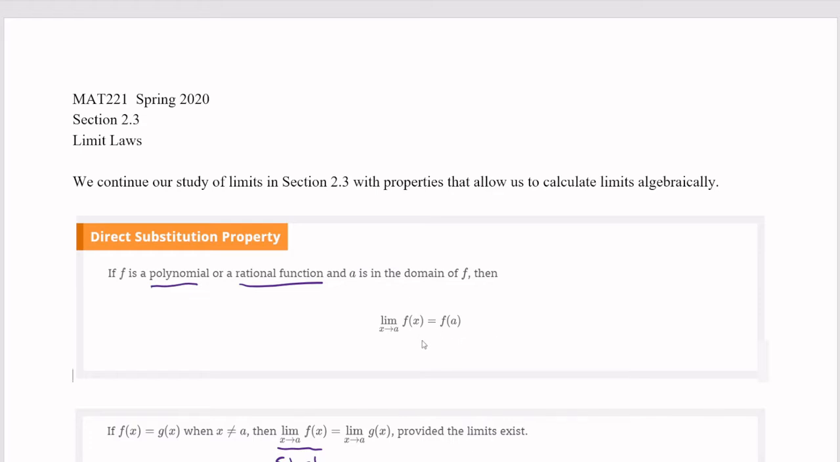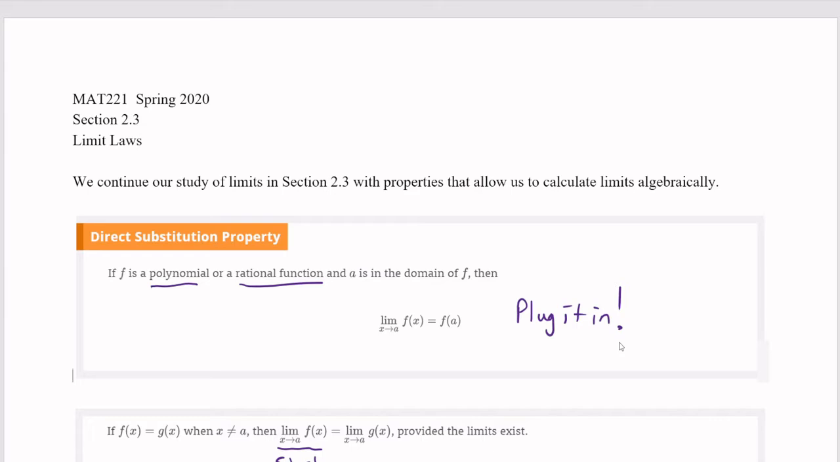It's super, super nice. So you're going to hear me say later in the video all the time, plug it in. Okay? And so what we're going to do is look at a bunch of different problems where our goal is to get into this direct substitution property. Can we get to the point where all we have left in our limit is a polynomial or rational where a is in the domain?